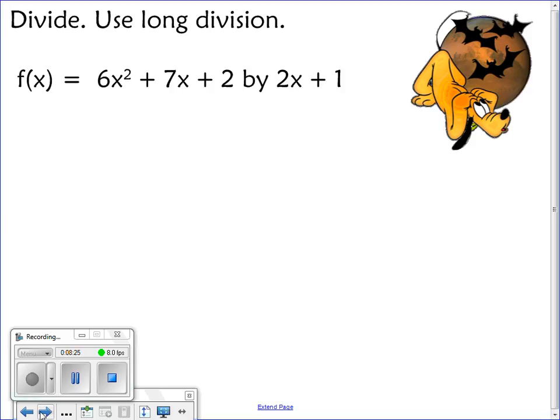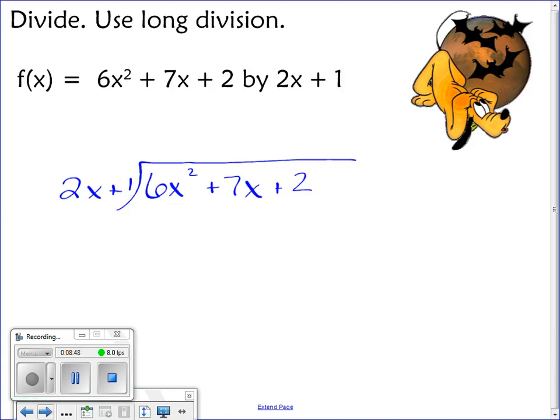All right, so it's the same idea. Let's go ahead and set it up first, okay? So 6x squared plus 7x plus 2 needs to be divided by 2x plus 1. So which number goes underneath this? The 6x squared, good. 6x squared plus 7x plus 2 divided by 2x plus 1.